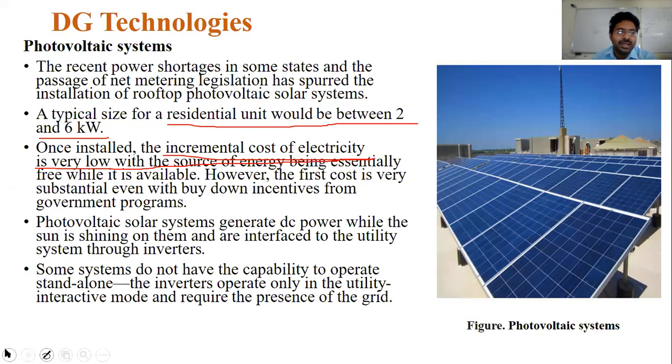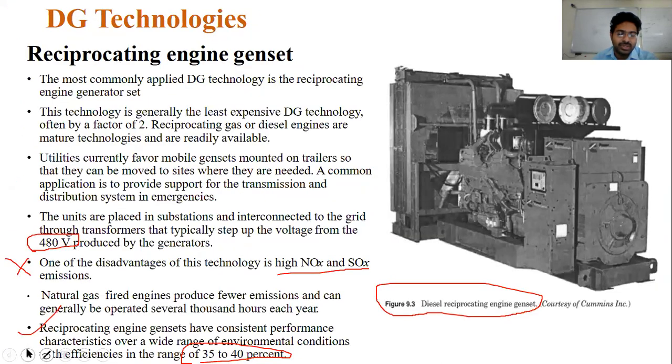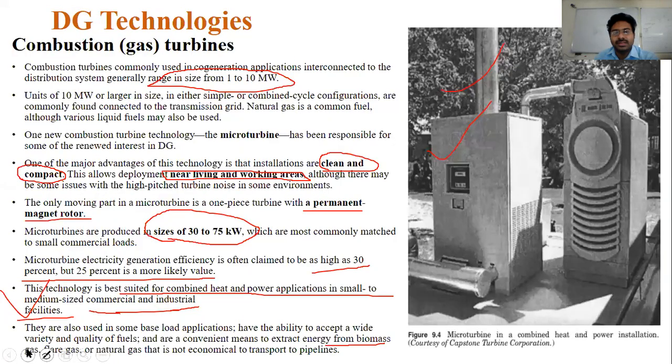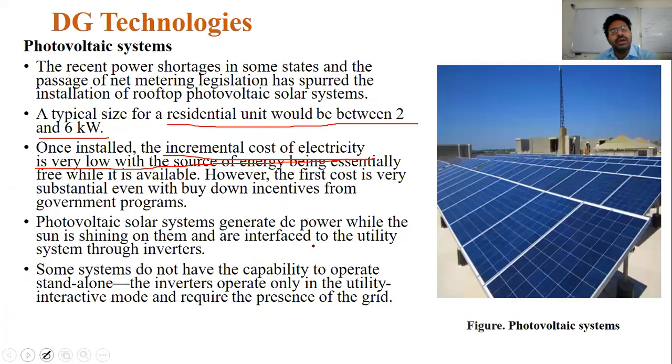Now see all these things. Diesel generator sets and other reciprocating engines can generate AC. Combustion turbines can also generate it. But fuel cells store the energy in DC, and by using inverters we can convert the DC into AC. Likewise, photovoltaics also generate DC, so by using another system, some inverters or converters, we convert the DC power into AC and then give it to the grid.